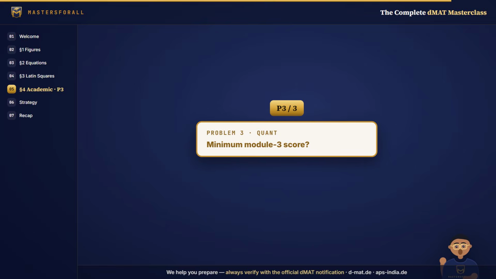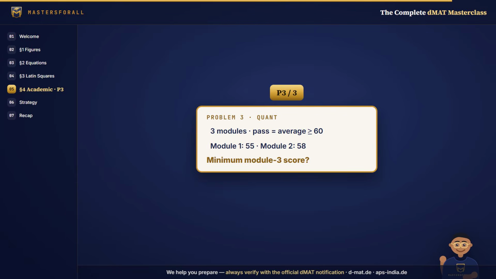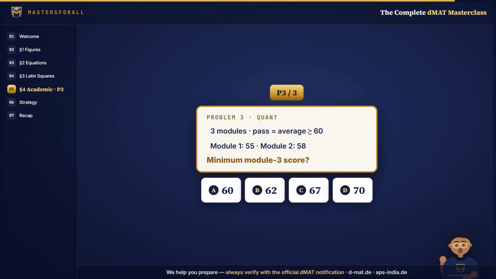Final problem of the course. A course has 3 modules. Passing needs an average of at least 60. You scored 55 and 58. Minimum score needed in module 3?